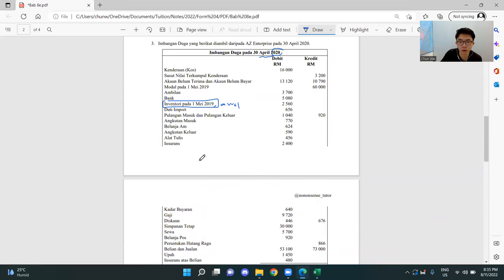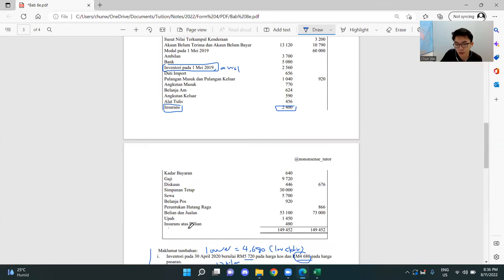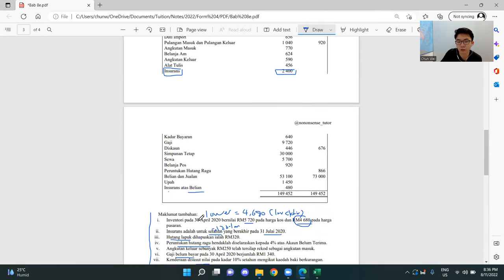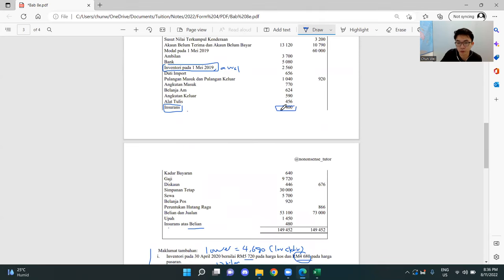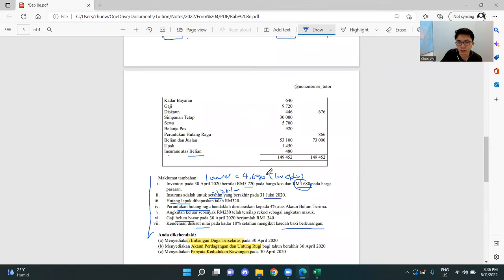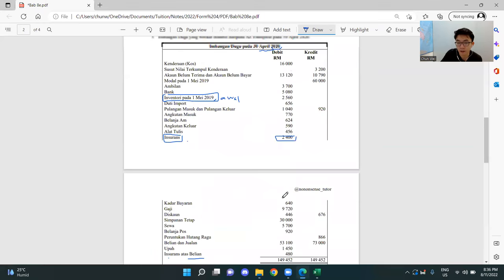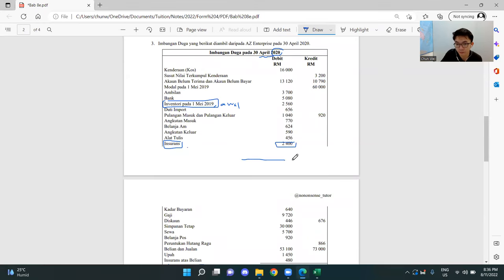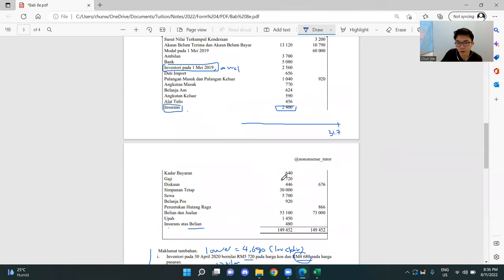So you go to imbangan duga and look for the insurance. So insurance, this one, 2,400. Okay, there is another insurance, is atas belian, but we don't care about this one. Okay, now the insurance that we are talking about is this insurance, which is 2,400. And this 2,400, ialah berakhir pada 31st July. So if we draw a timeline, dia berakhir pada 31st July bila? 2020.